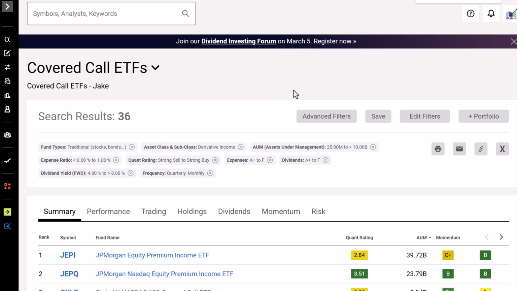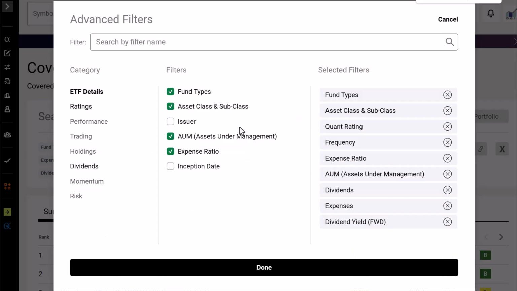That's why I love combining DGRO and SCHD, in my opinion the best of the best, with great covered call ETFs to boost your weighted average dividend yield and dividend growth rate. So let's take a look at this. The very first thing we're going to want to look at here, there's a very slight difference.